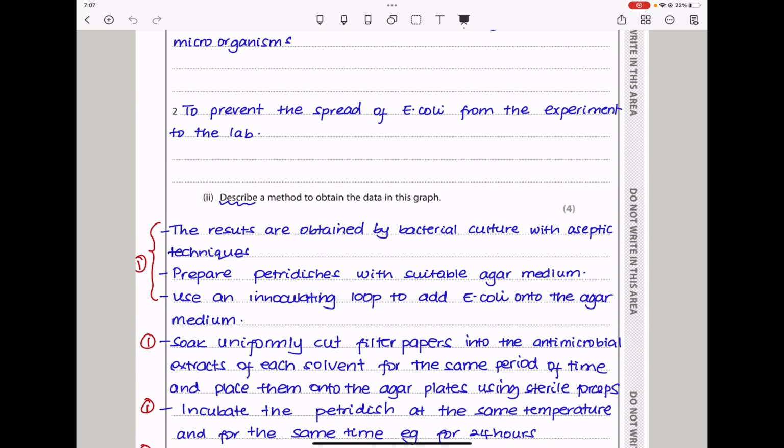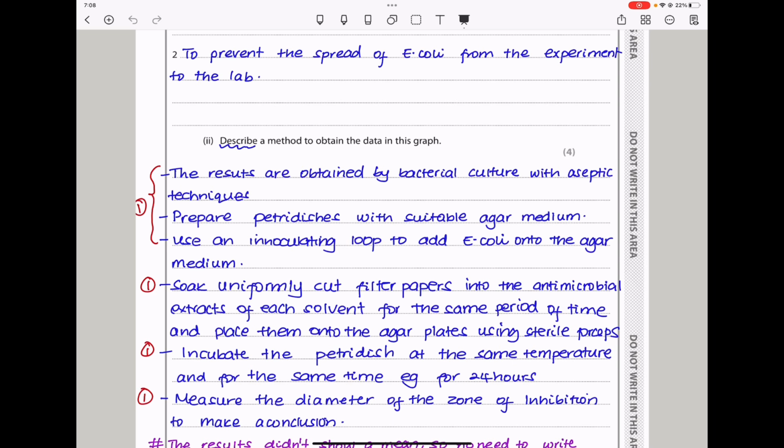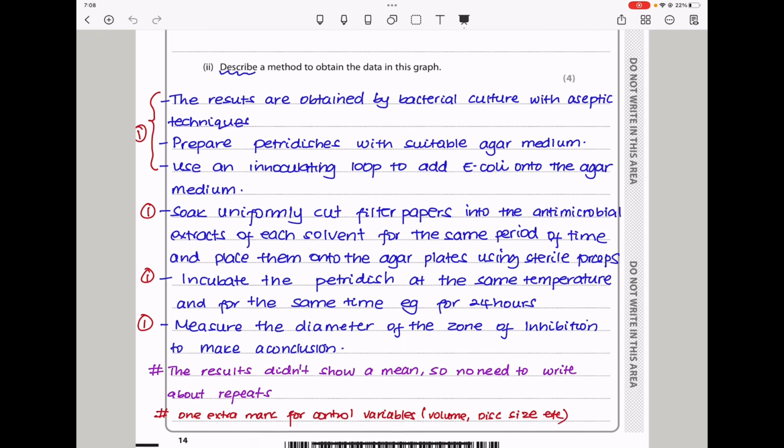So I say the results are obtained by bacterial culture with aseptic techniques. This gives you 1 mark. To do that, we prepare petri dishes with a suitable agar medium, and then we use an inoculating loop to add the E. coli onto the agar. You have to soak uniformly cut filter papers into the antimicrobial extract of each solvent for the same period of time, and then place them onto the agar plate using sterile forceps.